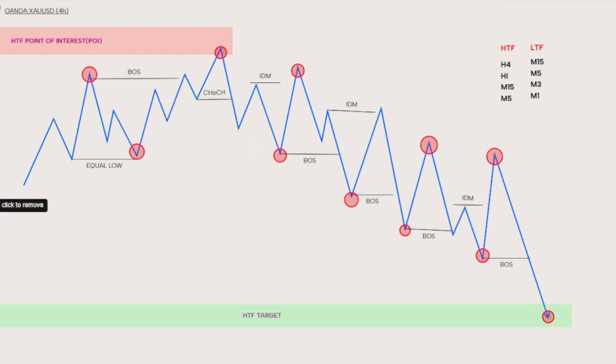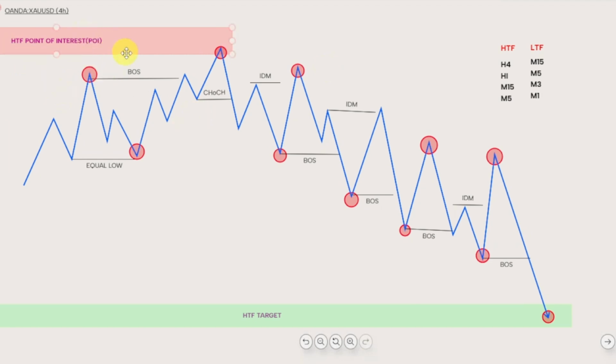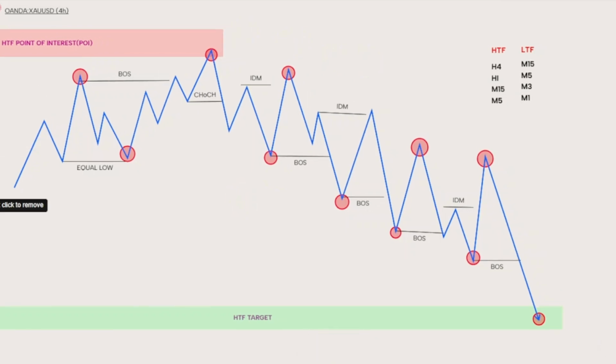This is what to do. Now look at the top here. This is what we call the higher time frame point of interest. That is it, when price has come into your higher time frame key level. So this key level right here is your higher time frame key level. If you are trading on the higher time frame, that is a 4 hour, if your key level is on the 4 hour time frame, this is where to pick your entries.